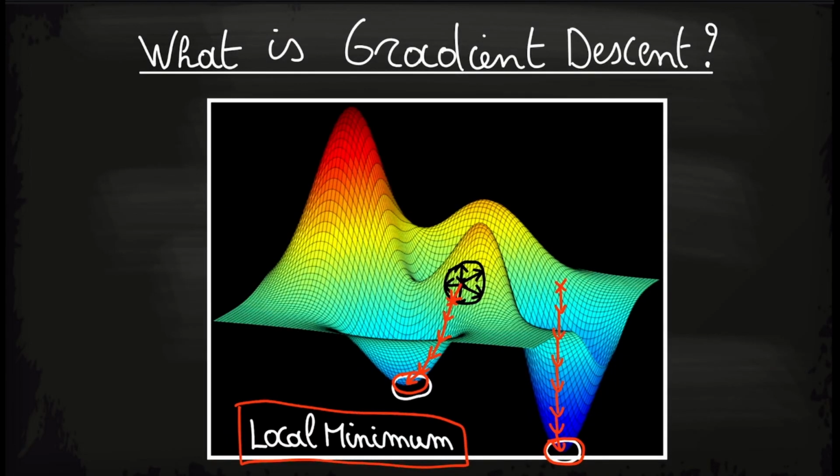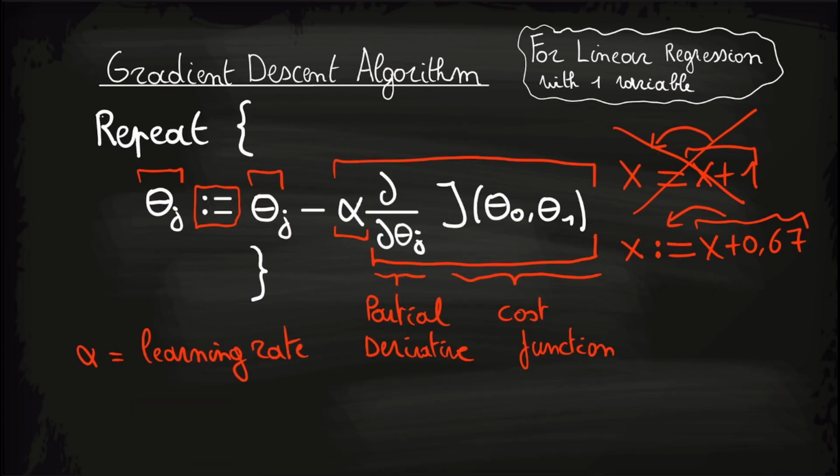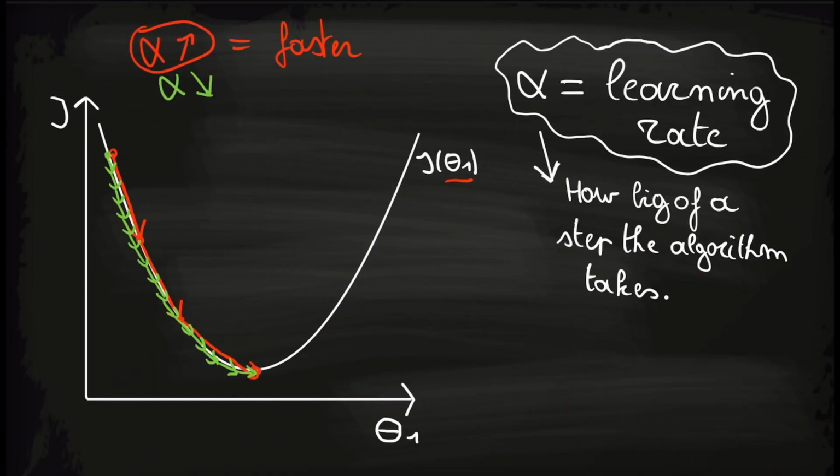In this video, we will learn about the gradient descent algorithm that is widely used in machine learning. We'll see what it does, why we need it, how it works, the mathematical formulation behind it, and what this mathematical formulation actually means. So without further ado, let's dive right in.